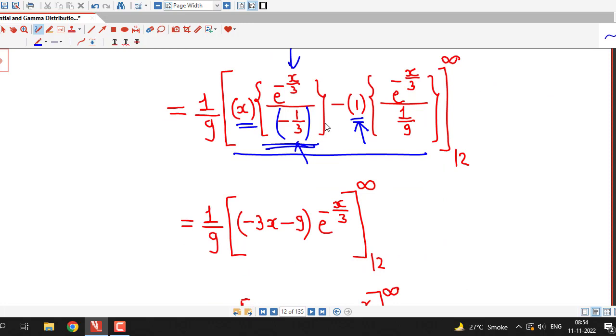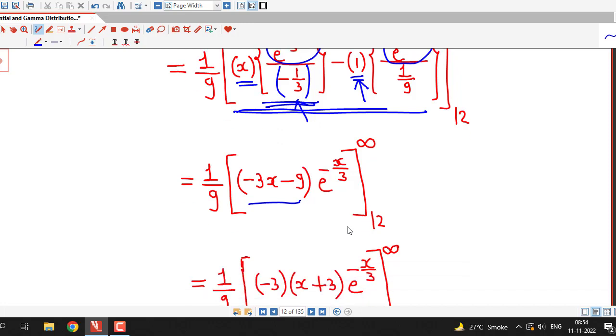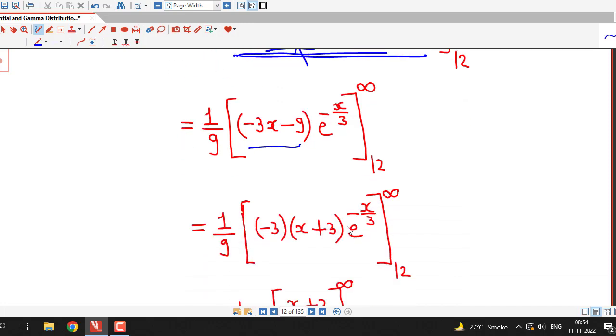Now I have simplified all these things. I take minus 1 by 3 in the numerator and I will have minus 3x. Similarly here I will have 9 and I can take e raised to minus x by 3 common. So I obtain this term: minus 3x minus 9 e raised to minus x by 3. Limits are from 12 to infinity.